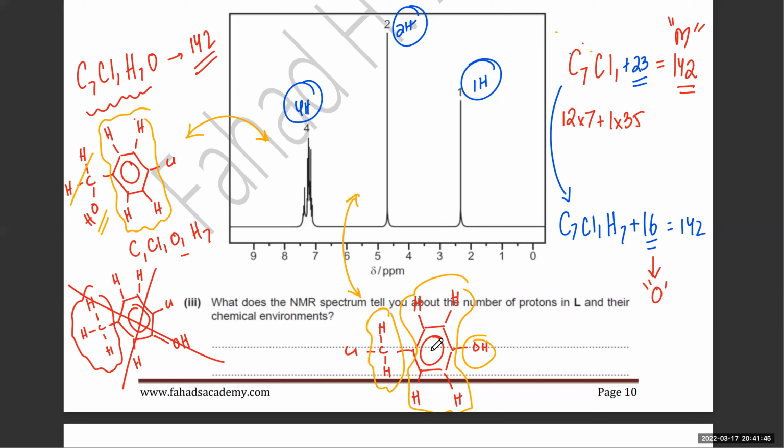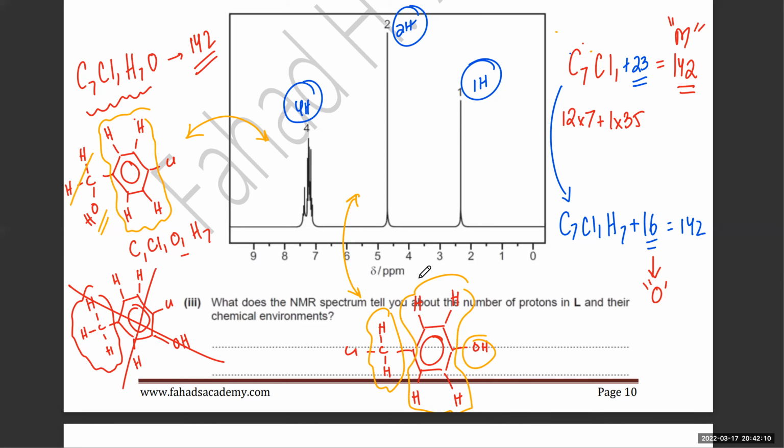So which one is the correct structure? The correct structure is this one. Is the point clear that there are 4, 2, and 1, 3 environments? 4 hydrogens in one environment, 2 hydrogens in a different environment, 1 in a different environment, and there's 2 in the same environment. So the spectrum kind of matches both of them. Is that clear? Yes, sir.